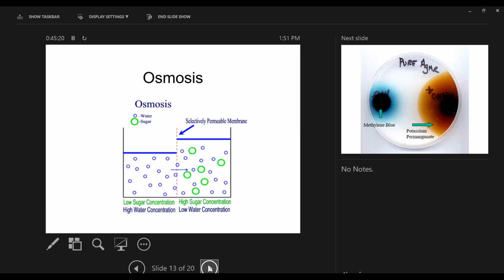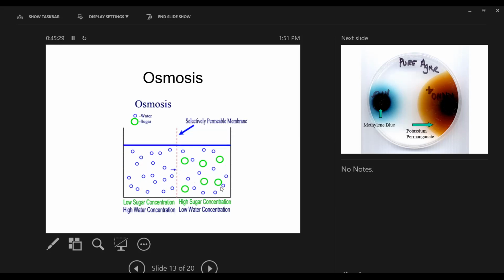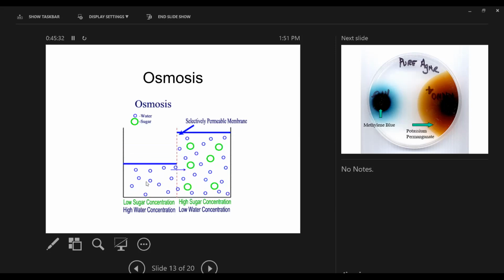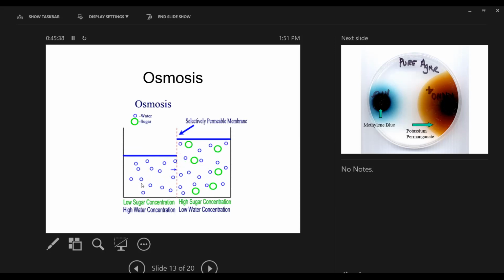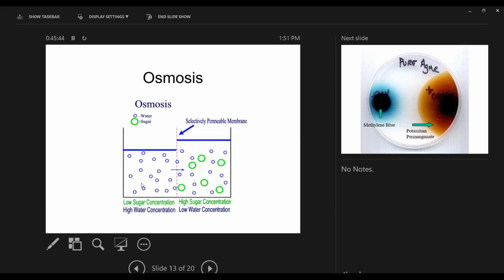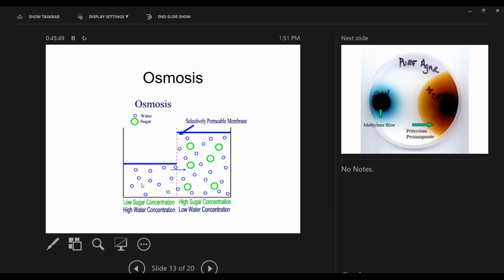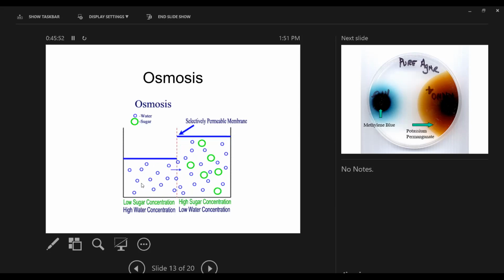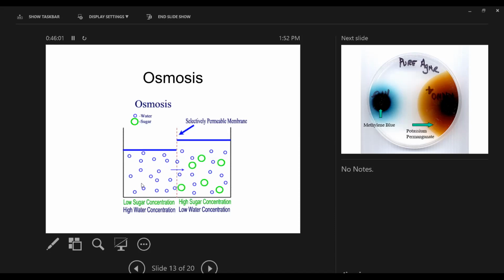So that's a sugar solution on the other side: high sugar concentration on the other side of the membrane. On the right-hand side, this is 90% sugar, 10% water. Over here on the left side, it's 90% water and 10% sugar. 90% water is significantly greater than 10% water. If the water concentration is high, then the solute concentration is low. So you always go from the high water to the low water.